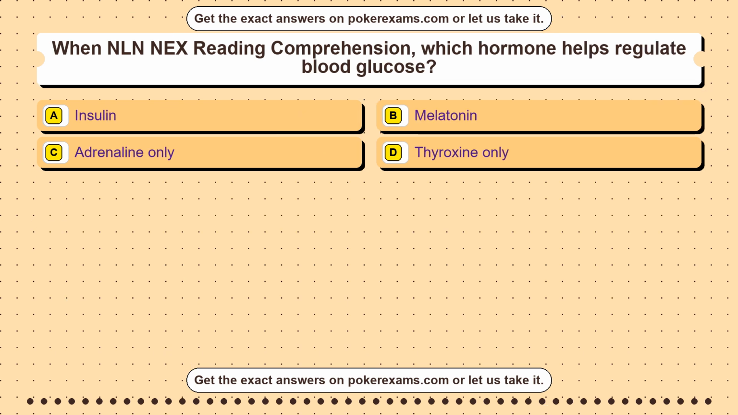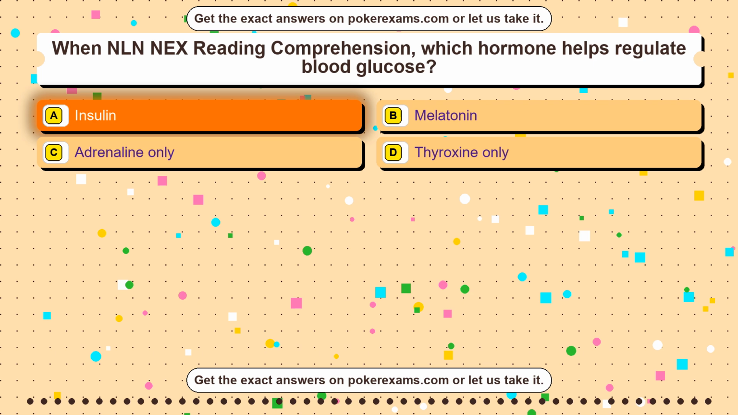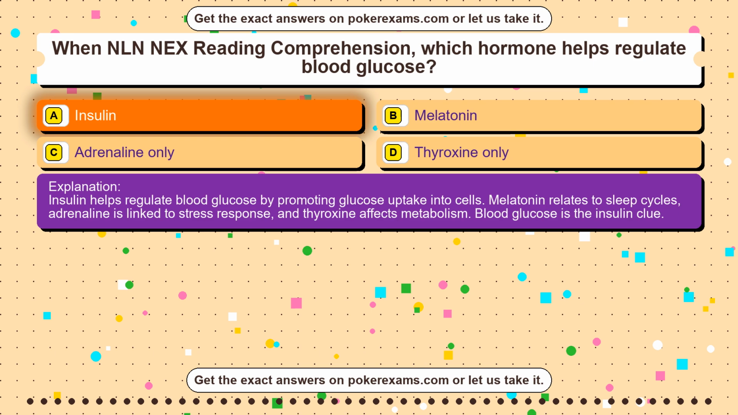Question 9. When get probability practice, which point is on the y-axis? Option A, 0, 5. Option B, 5, 0. Option C, 3, 2. Option D, 4, 4. The correct answer is option A, 0, 5. A point on the y-axis has an x-coordinate of 0, so 0, 5 fits. The point 5, 0 is on the x-axis, and the other points are away from both axes. Coordinate rules make this direct.